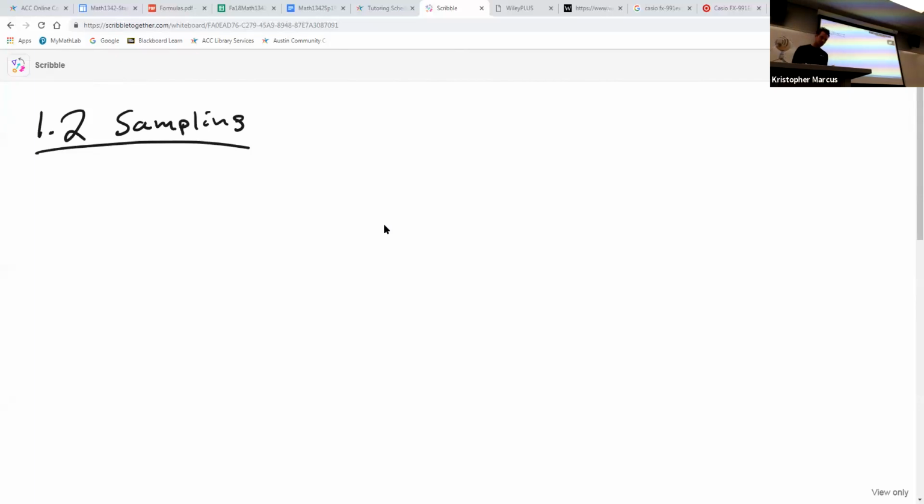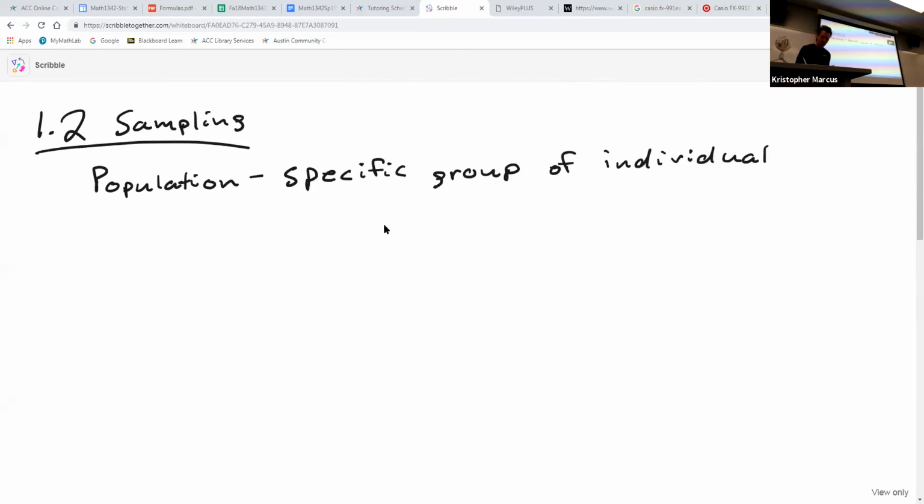There's a few terms or words that we need to define. The first word is population. And the population is just a specific group of individuals. It's usually very large.